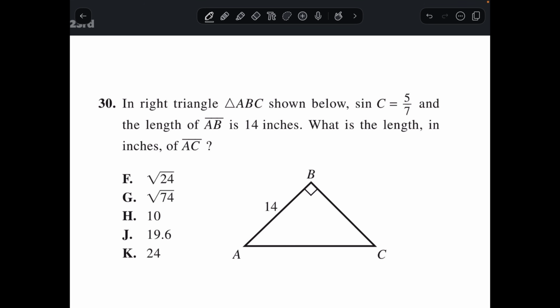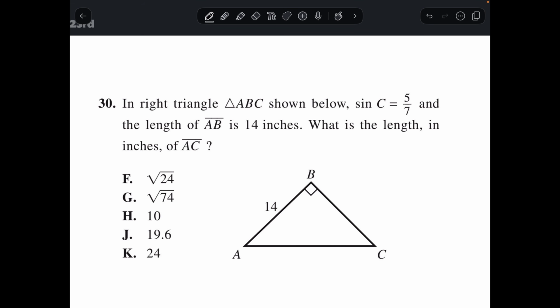Question 30 says, in right triangle ABC shown below, sine C equals 5/7 and the length of AB is 14 inches. What is the length in inches of AC?